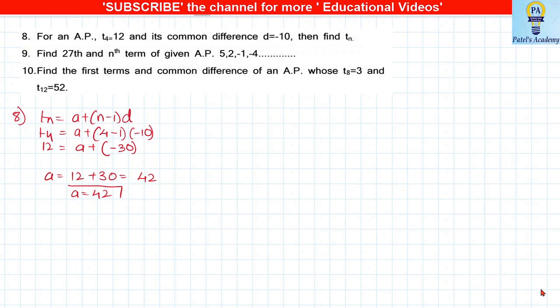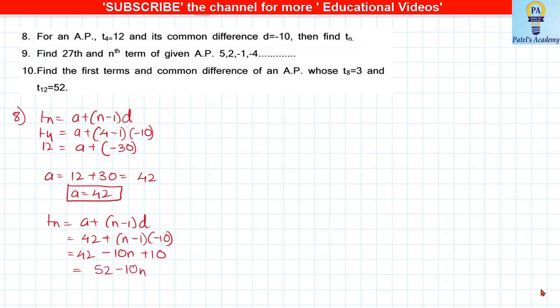So the first condition that was given was to find the value of a. Now the question is find Tn. So again we are using the same Tn formula, but here we are not substituting the value of n. We will substitute the value of a and we will substitute the value of d. D is minus 10. So that is 42 minus 10n plus 10. So 42 plus 10 is 52 minus 10n. That is the nth term. Tn equals 52 minus 10n. Okay.